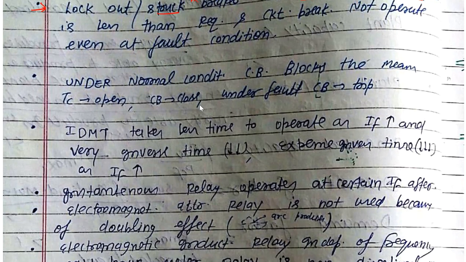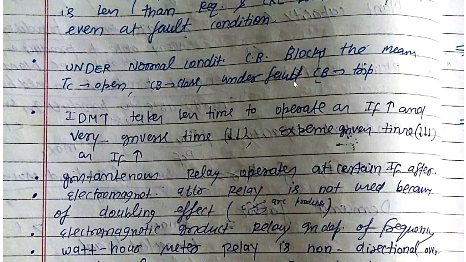Under normal conditions, the circuit breaker blocks, and TC means trip. When does it trip? Whenever a fault is there, the circuit breaker trips. Otherwise it stays in the normal closed contact position, because the circuit breaker is the element which carries the actual load current. So it is always in the closed position, and whenever a fault occurs, it opens.